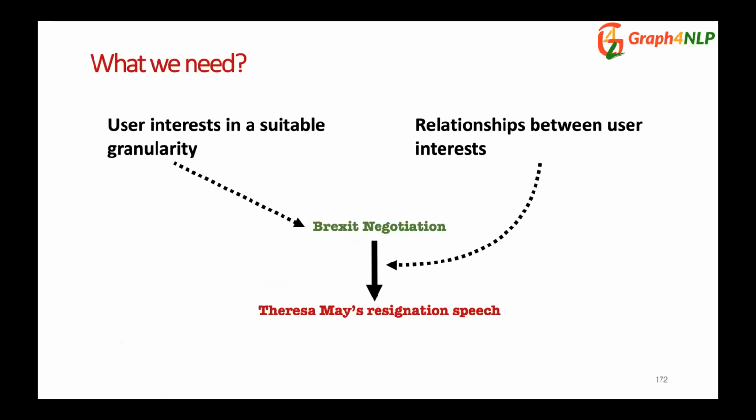So to achieve this kind of performance, we need two components. First, we need to know that the Brexit negotiation is a potential user interest at a suitable granularity. And the second is we need to infer the relationship between user interests, which means that we need to know that this event, the transformation with a national speech, actually belongs to this topic, Brexit negotiation. And if the user is interested in this event, maybe he or she is concerned about this specific topic.